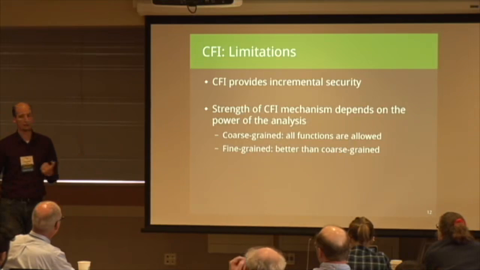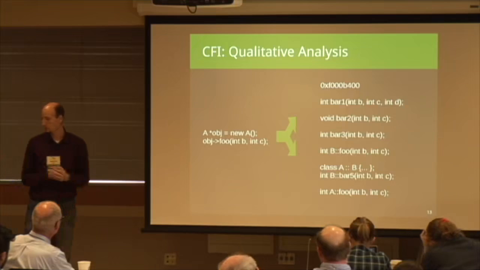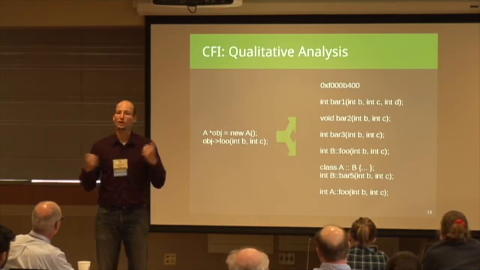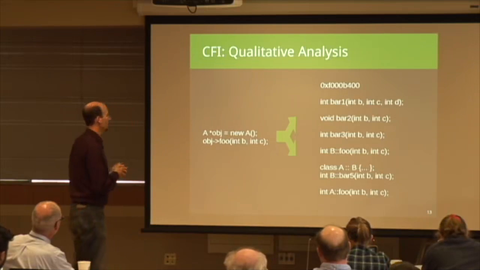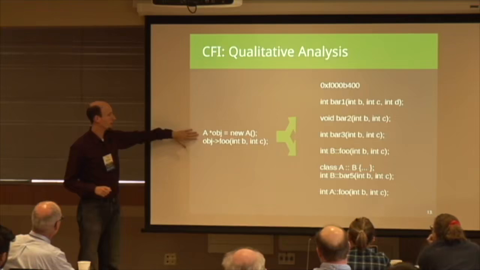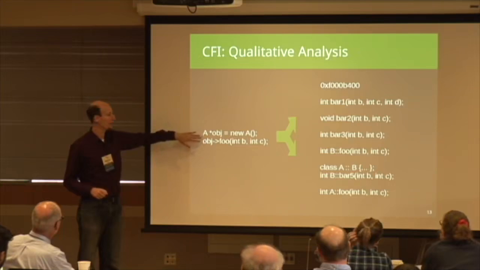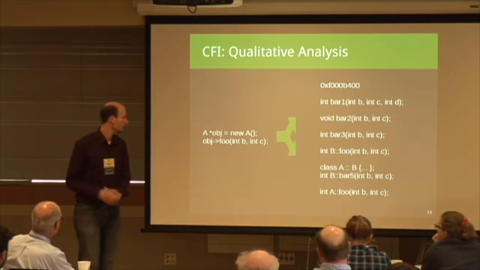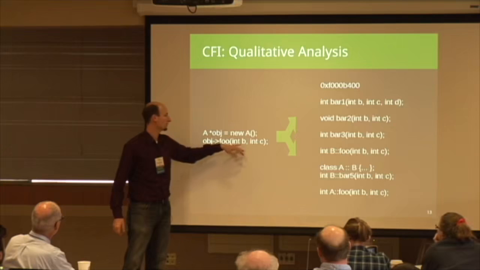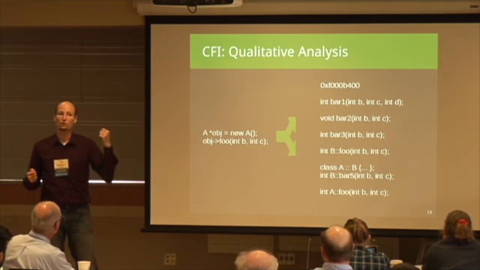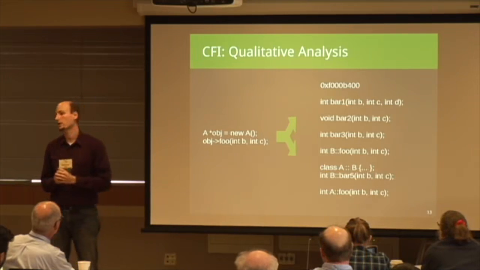So we evaluated all these different CFI mechanisms using a qualitative analysis, and we distinguished them according to what kind of transfers they allow. I have a simple example, and I hope it's readable in the back, where we are using C++ here. We allocate a new object of type A, and we then do a virtual dispatch to function foo. And function foo takes two parameters, integer b and integer c. Now the question we ask ourselves, for a CFI mechanism, is what kind of targets are reachable?